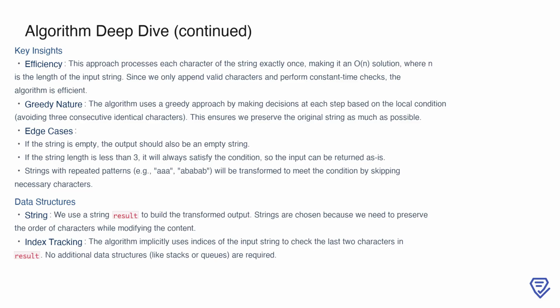Additionally, the algorithm handles edge cases gracefully. For example, if the input string is empty, the output will also be empty. For strings with fewer than 3 characters, no transformations are needed, so the input can be returned as is. Strings with repetitive patterns, such as AAA or ABABAB, are adjusted by skipping specific characters to meet the fancy string condition. The solution uses only a single string, result, to store the output, and no additional data structures like stacks or queues are required, making it both simple and memory efficient.